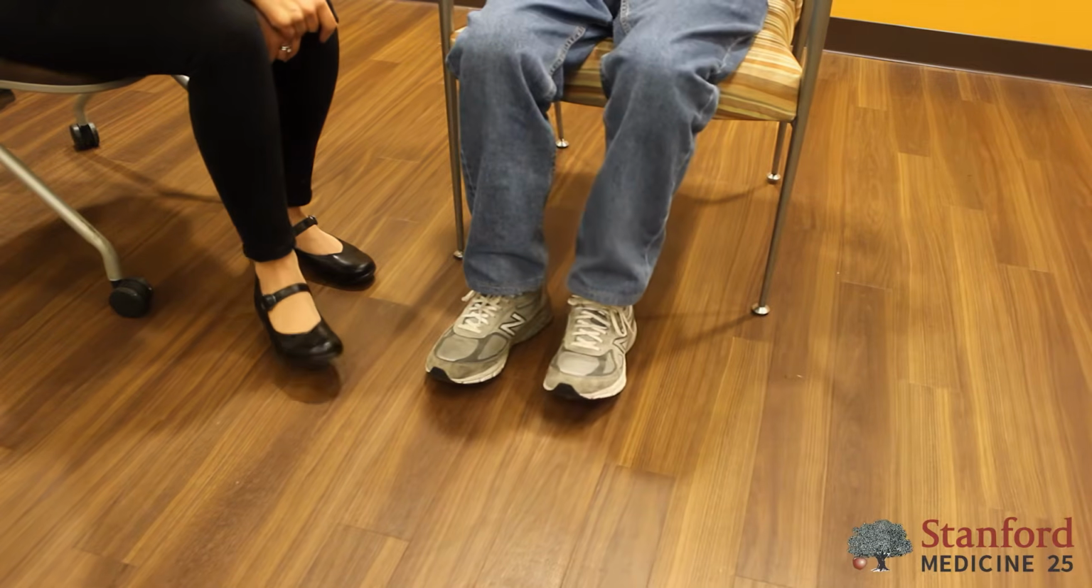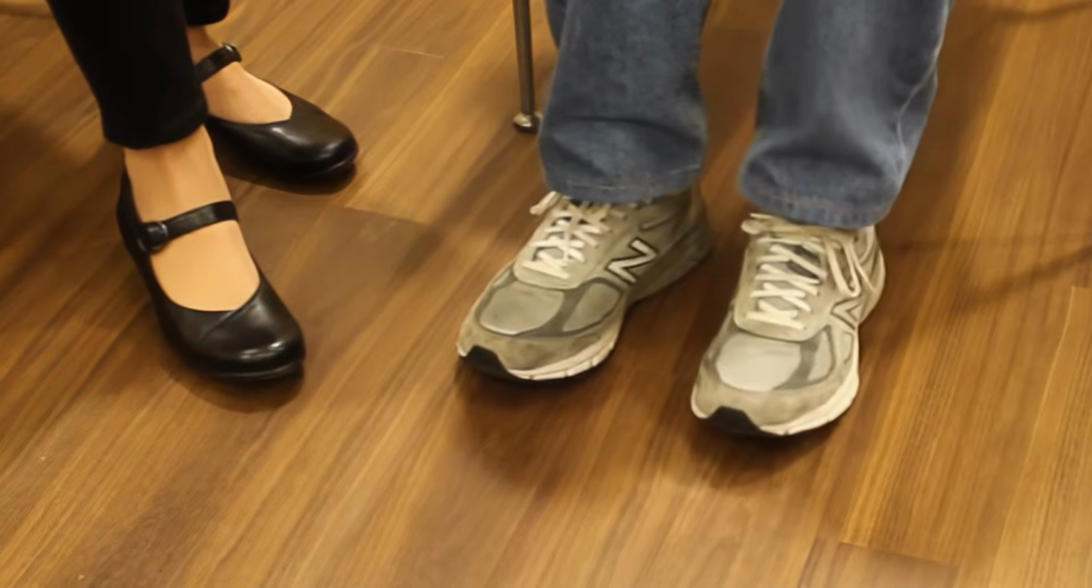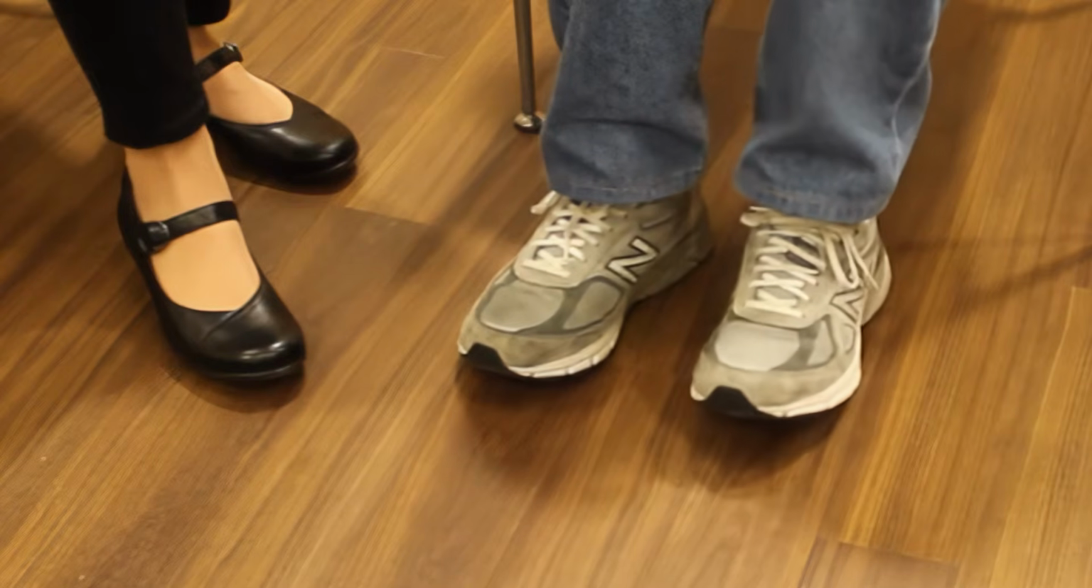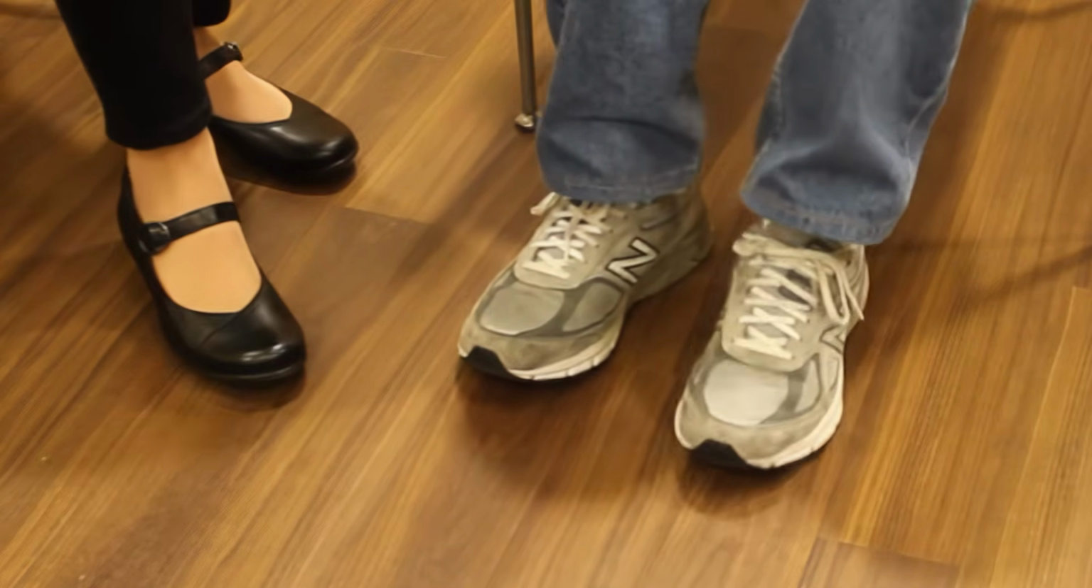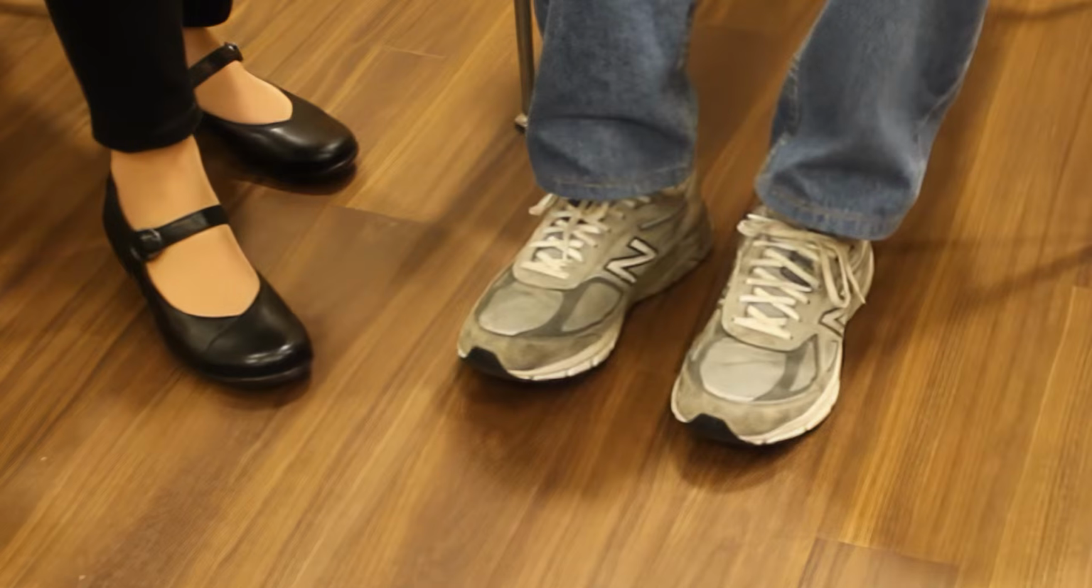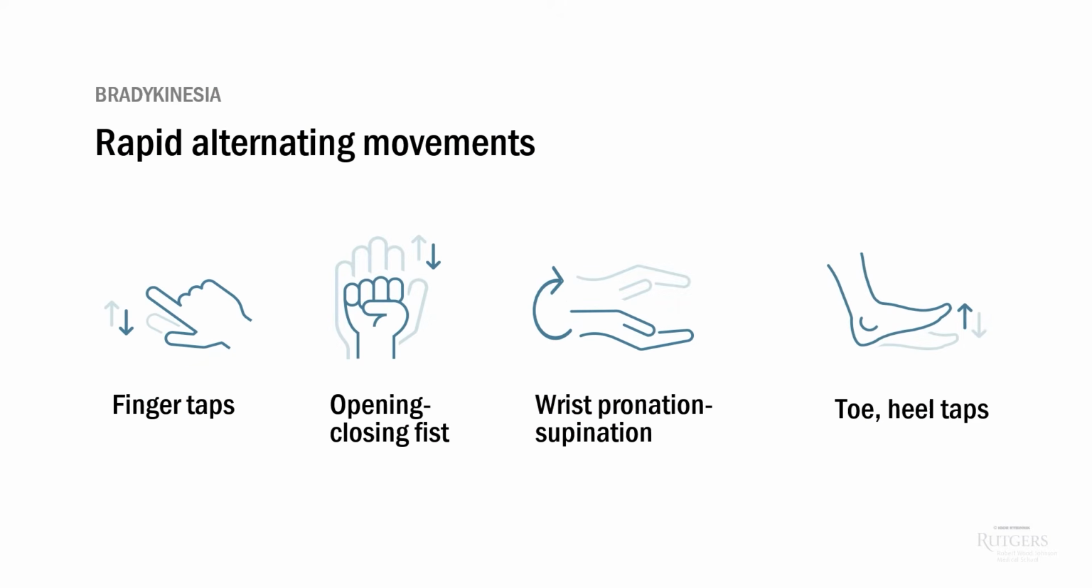Good, and now let's try the left one. This one's a little harder. If you're wondering what the normal speed and amplitude should be, try performing the movement yourself as control. In this example, Larry has bradykinesia. There is reduction in speed and amplitude of his movement.